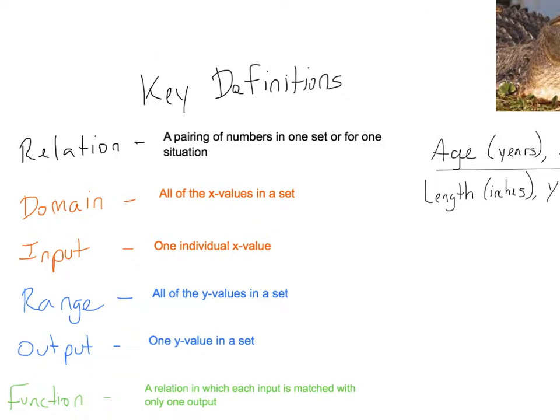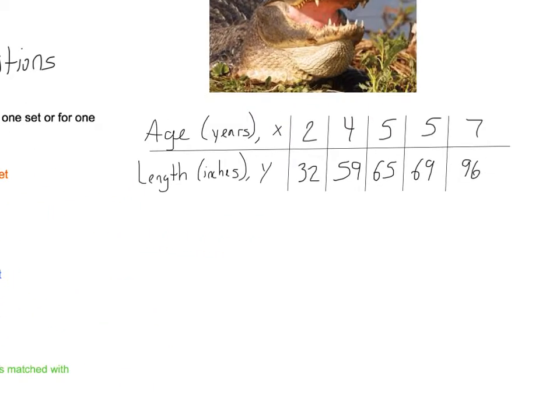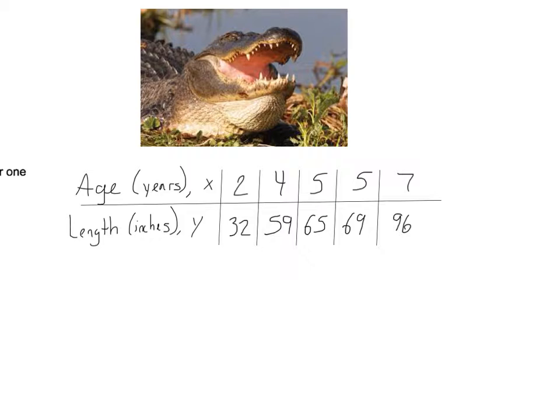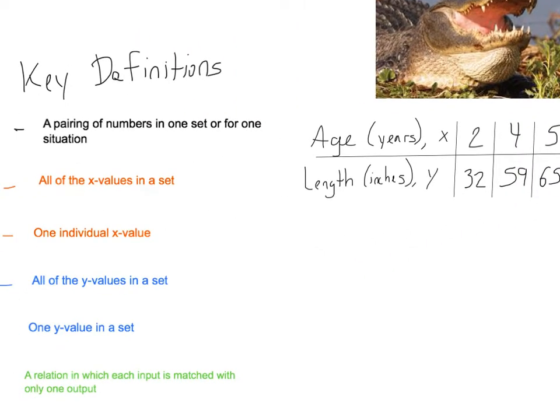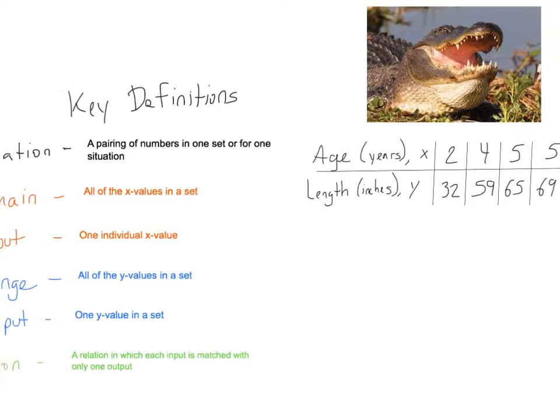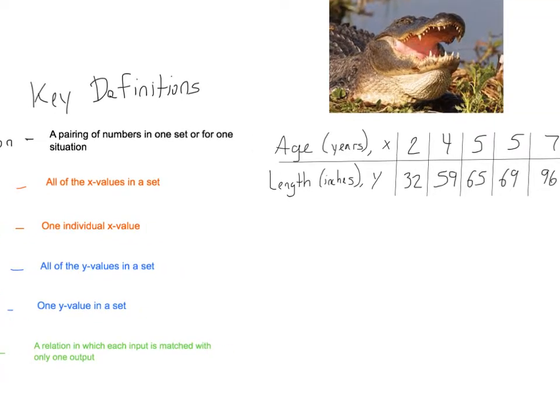All right, domain is next. Okay, domain is all of the x values in a set. So my domain would be all of that right there, the 2, the 4, the 5, the 5, and the 7. All of that would be my domain. Let's see if I can get this orange color back. Oh, I probably can't. Well, that's all right. I'm going to get close. All right, so the domain is all the x values in a set.